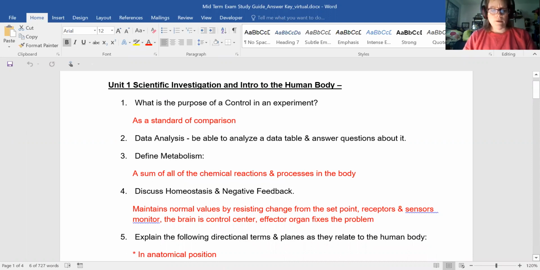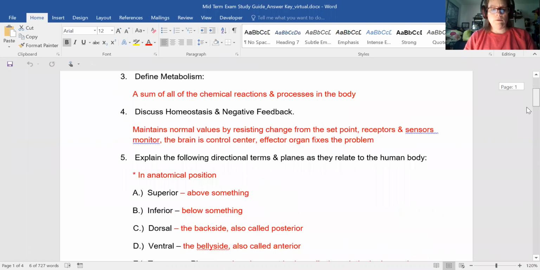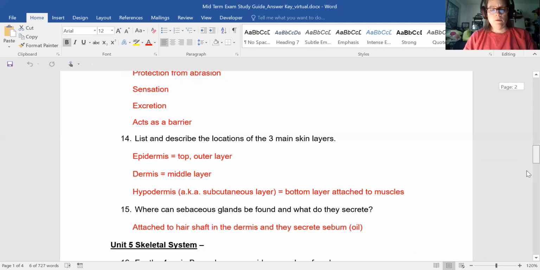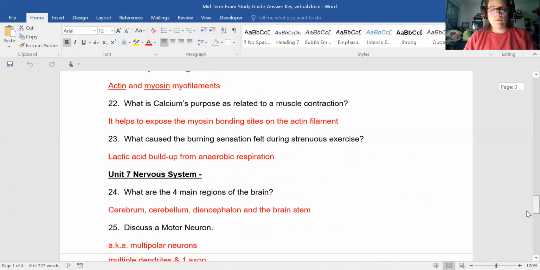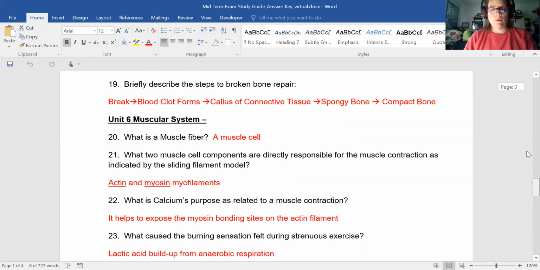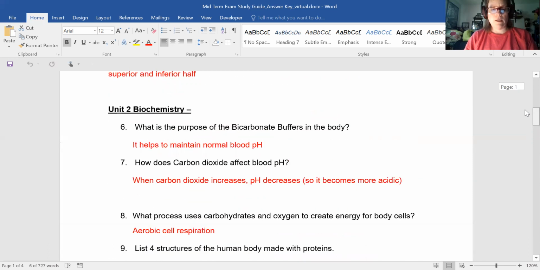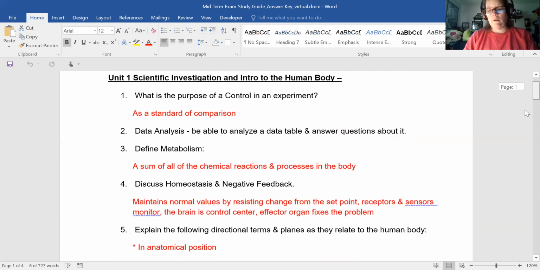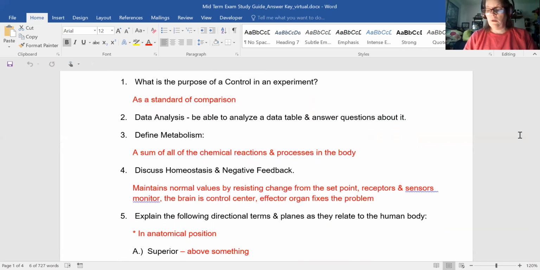All right, so this study guide is grouped based on our units, starting with Unit 1 in scientific investigation, moving to biochemistry, tissues, the skin, bones, muscles, and then nervous system, which was our last one. So it's in order with how we went in the classroom. And the beauty of this is that you can pause it or fast forward it however you need so you can get the answers.